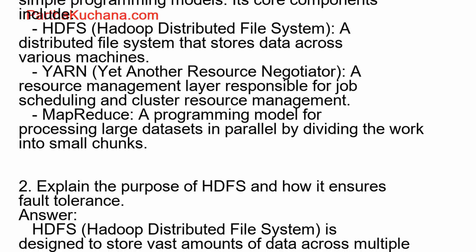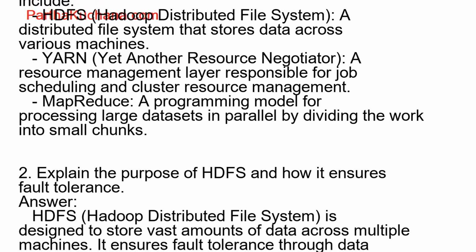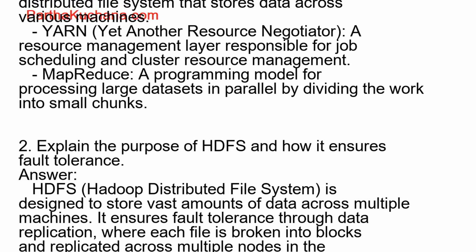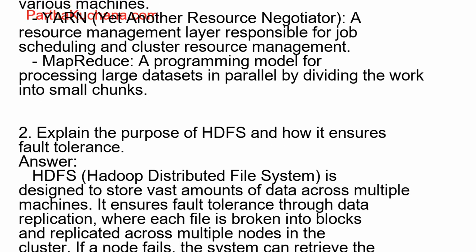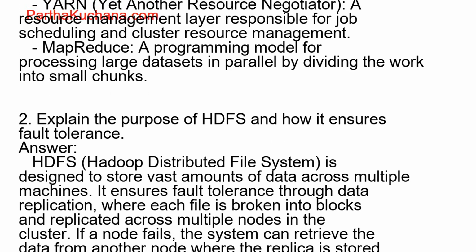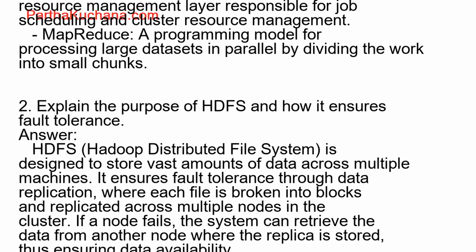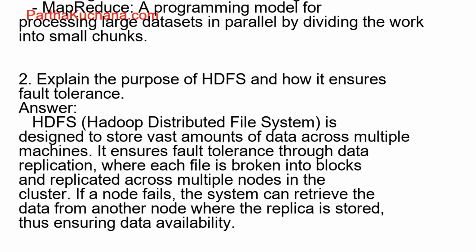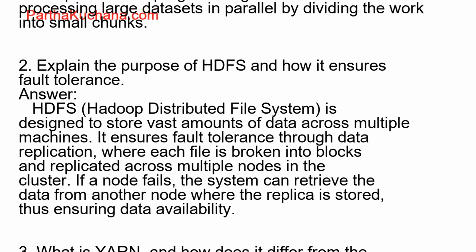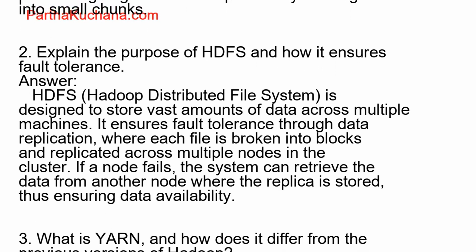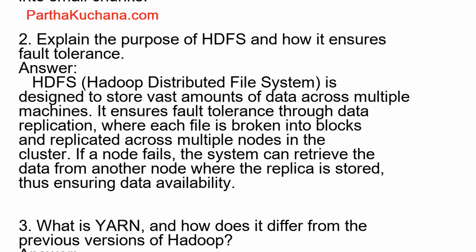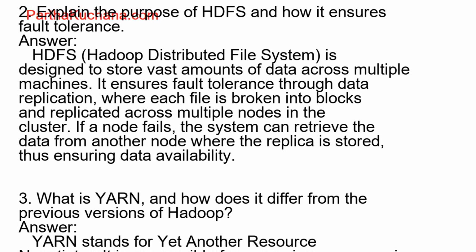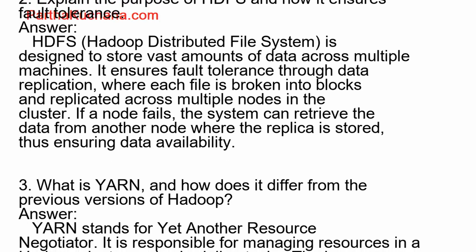3. What is YARN, and how does it differ from the previous versions of Hadoop? Answer. YARN stands for Yet Another Resource Negotiator. It is responsible for managing resources in a Hadoop cluster and scheduling tasks. The key difference from earlier versions of Hadoop is that YARN decouples resource management from application processing, allowing multiple applications to run on the same Hadoop cluster. It provides more flexibility and scalability compared to the previous MapReduce-centric architecture.